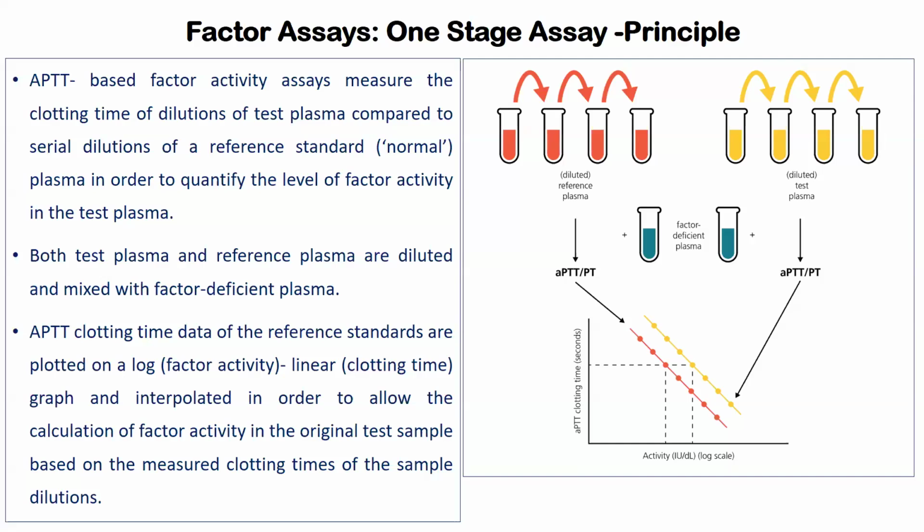This is the manual method of doing APTT. However, nowadays we have a fully automated analyzer which makes it easy to do this. So this is just a factor assay procedure. Next.